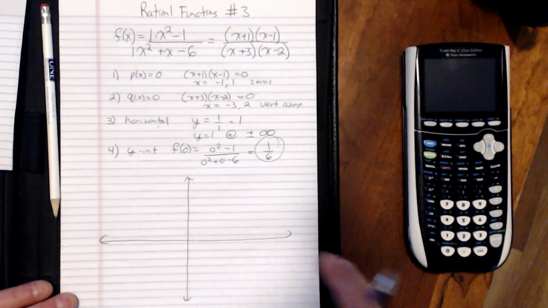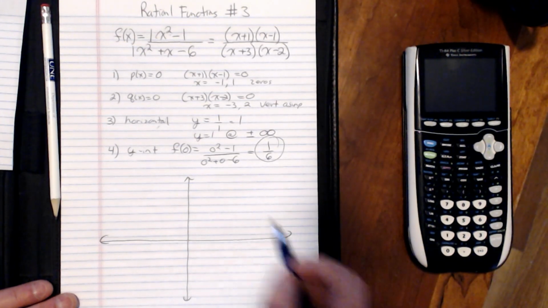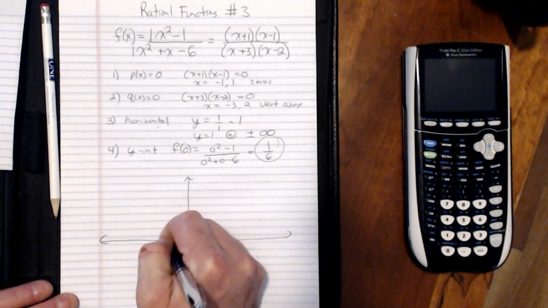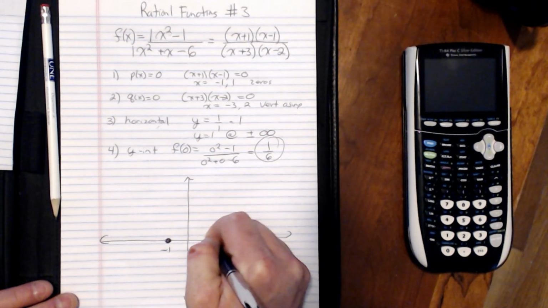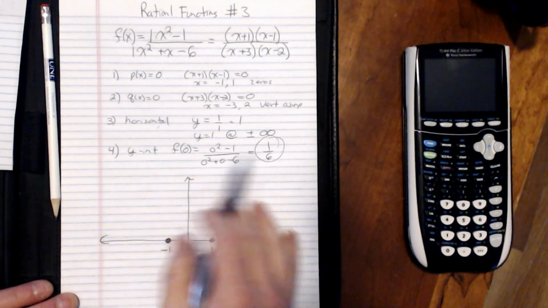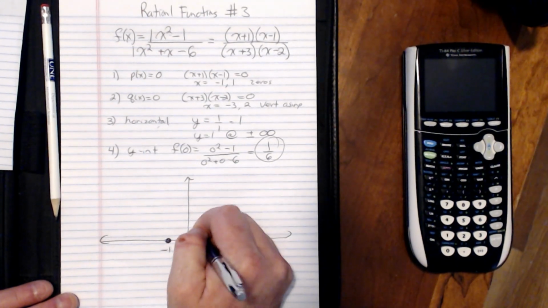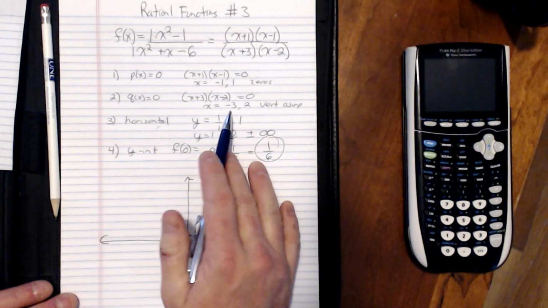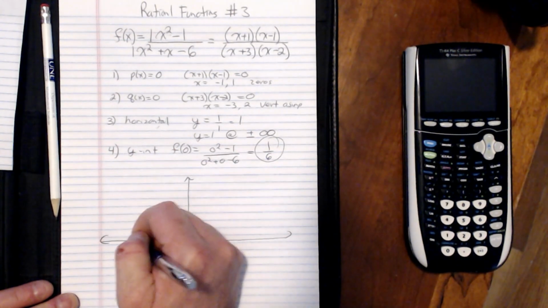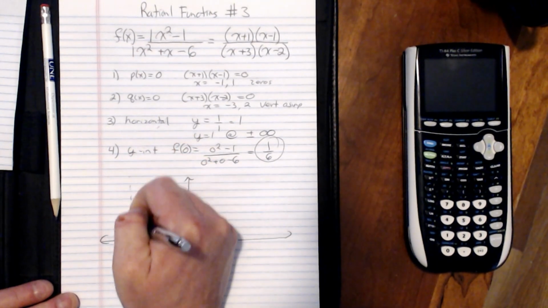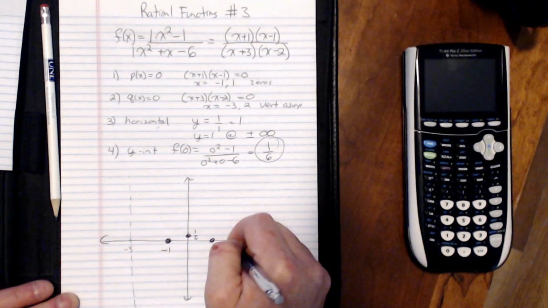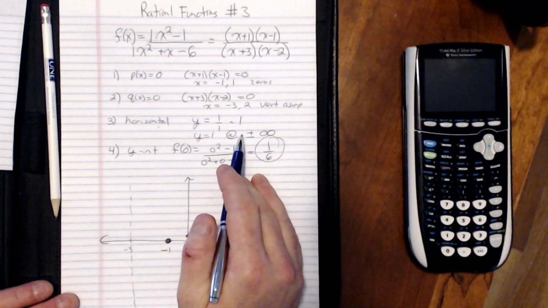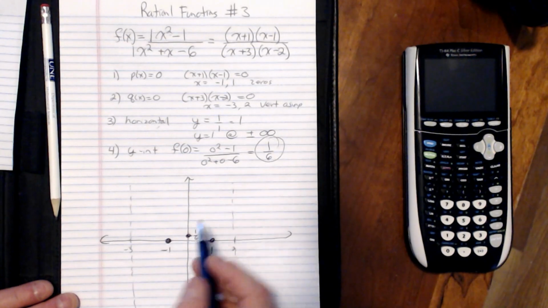So let's go ahead and try to graph this function. I have zeros at -1 and +1. I have my y-intercept at 1/6. I have my vertical asymptotes at -3 and +2. And then I have my horizontal asymptote at 1.